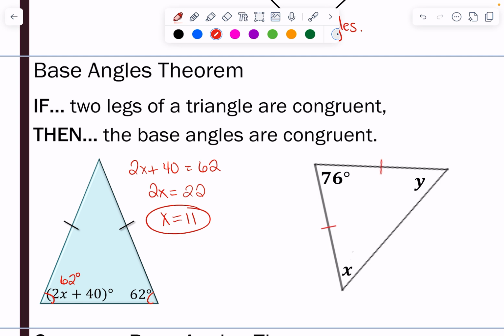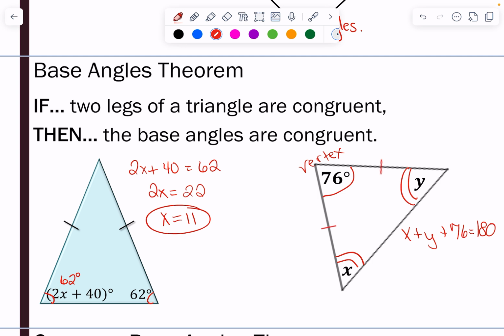Now over here on this side, we know the vertex angle. So the vertex angle is 76 degrees. So that would make x and y be the base angles, so x is equal to y. So what that means is that x plus y plus 76 would equal 180 degrees.